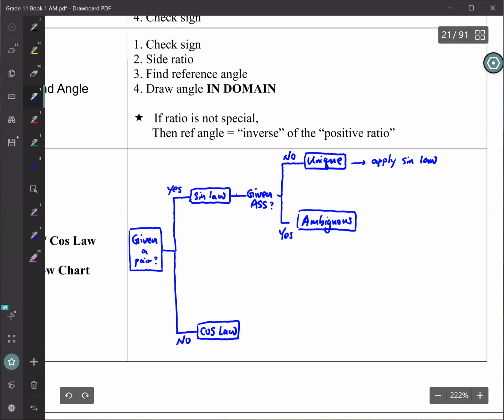Okay, I want to stop here for now. Okay, can you raise your hand when you finish writing the picture so far?